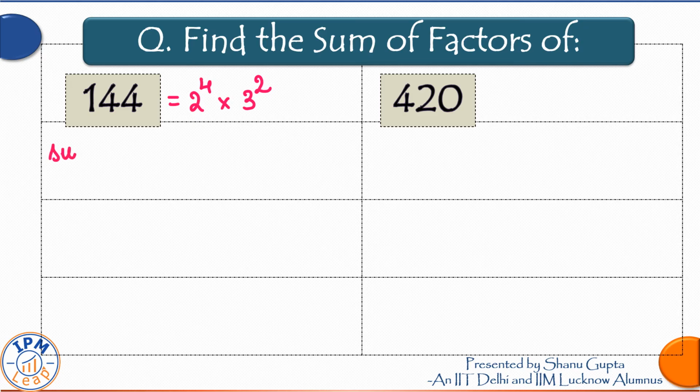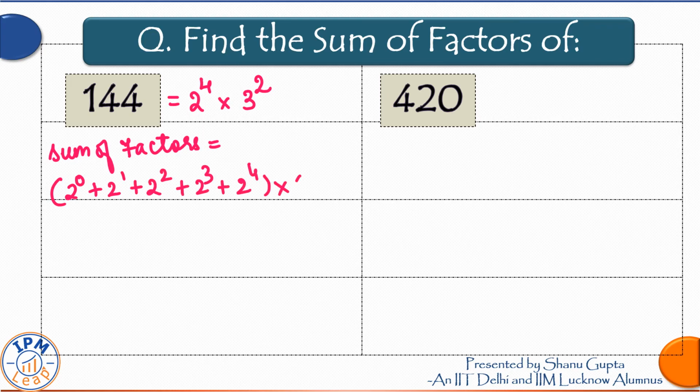So sum of factors will be, in the first bracket, we write 2 raised power 0 plus 2 raised power 1 plus 2 raised power 2 plus 2 raised power 3 plus 2 raised power 4. And in the second bracket, we write 3 raised power 0 plus 3 raised power 1 plus 3 raised power of 2. So the shortcut for adding these powers of 2 is 2 raised power of 5 minus 1. And the sum of these three numbers is 13. 31 into 13 is 403.